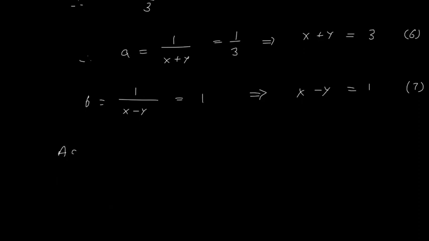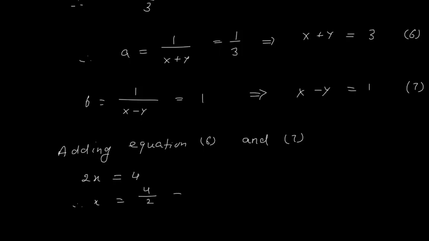So adding equations 6 and 7. When we add 6 and 7, what do we get? x plus x is 2x, y will cancel. So we get 2x is equal to 3 plus 1, 4. Therefore I get x is equal to 4 upon 2 is equal to 2. So the value of x is 2.